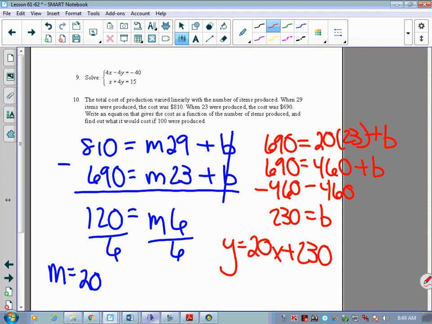Now they're going to end up asking me to not only solve the equation, but to find out some new bit of information. So we want to find out what it would cost if 100 were produced. So we're going to plug that 100 in where? At the x. So y equals 20 times 100 plus 230 to find out what that cost would be. 20 times 100 is 2,000. So it should end up being 2,230, right?